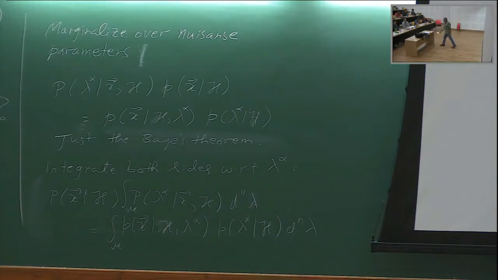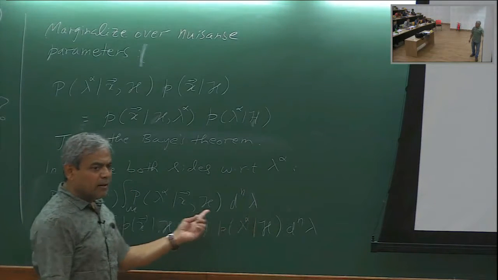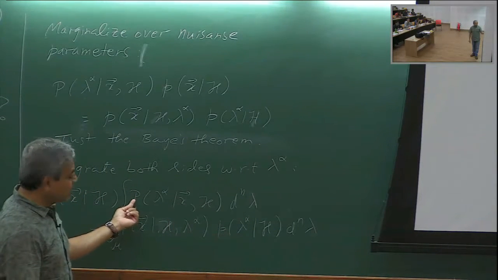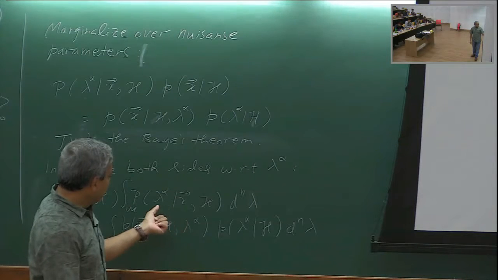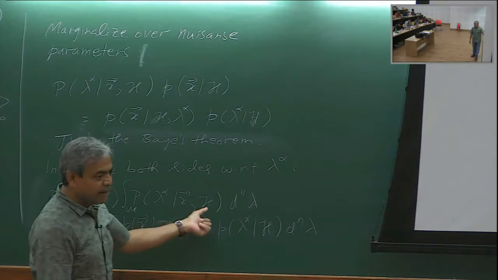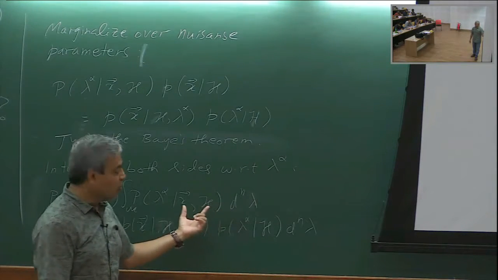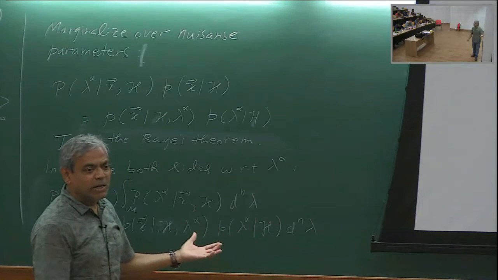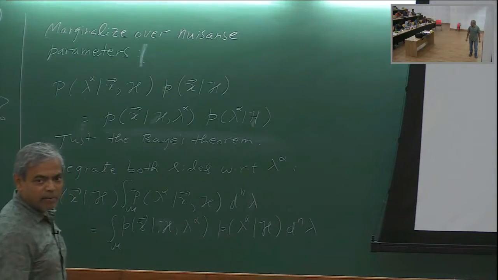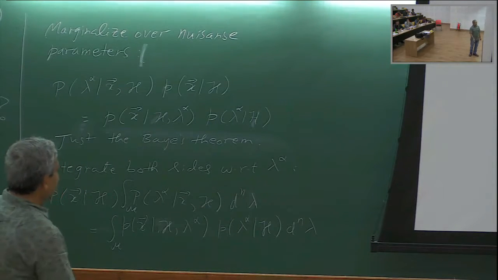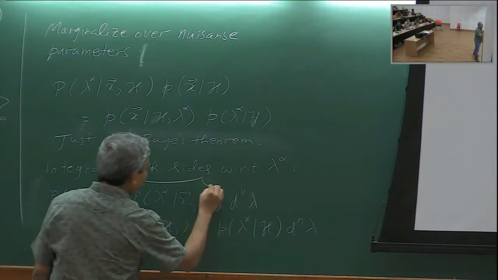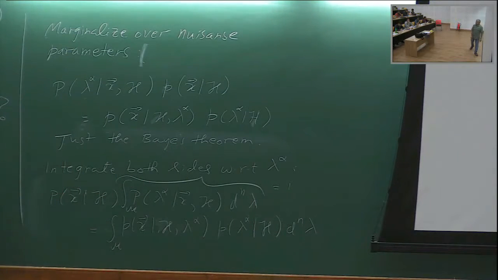And then notice that this quantity is actually normalized. This is the posterior probability of obtaining a lambda given the data. When you integrate it over all the parameters, that must equal 1. The posterior probability density is completely normalized. Therefore, this is equal to 1. So that gives us then the evidence that we were after, P of x given h.